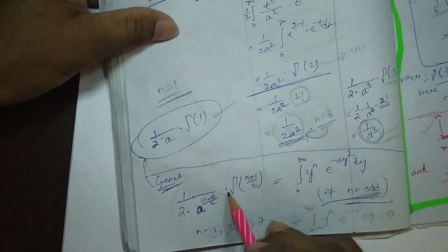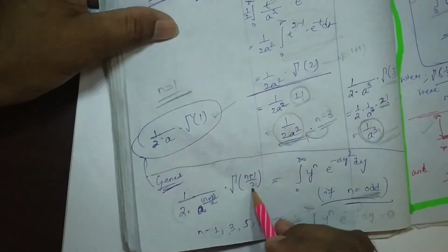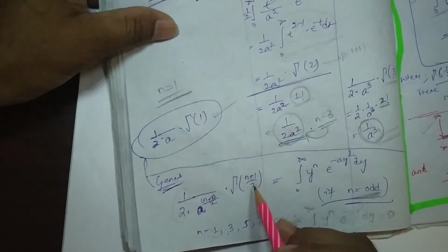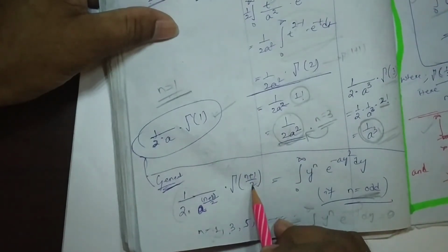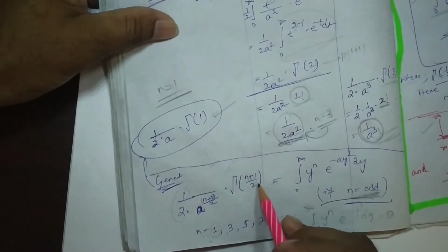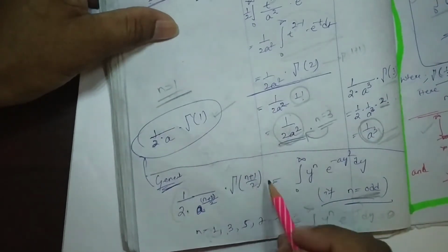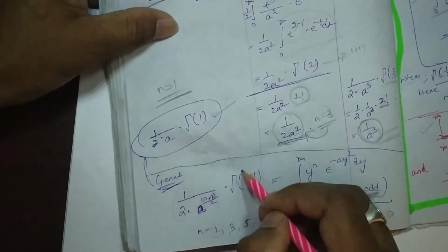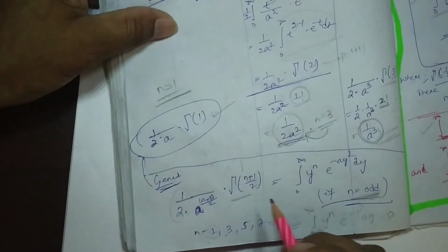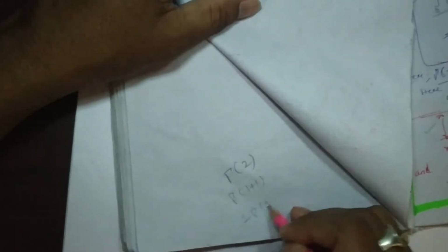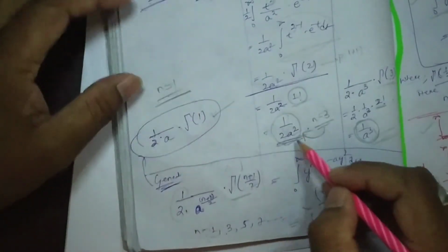Then gamma n plus 1 by 2, gamma 3 plus 1 by 2, that will be gamma 2. Gamma 2, what is the value? See, gamma 2 means we have to write 1 plus 1, gamma 1, since gamma n plus 1 is n gamma n, that means 1. So we found 1 by 2a square.